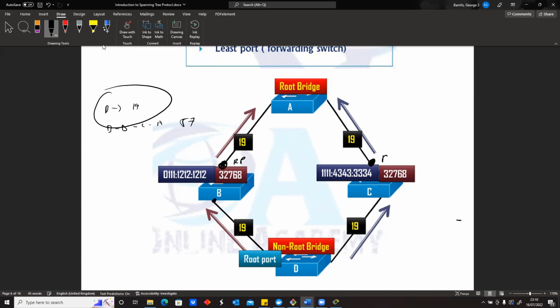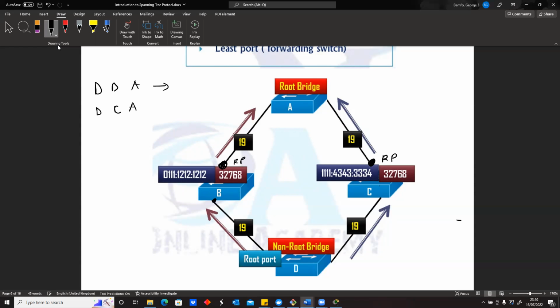Same applies to this device. This guy will become a root port, the same mechanism. Now, when we get to the perspective of switch D, we have 2 directions. We can either go through D to B to A, or we go through D to C to A.